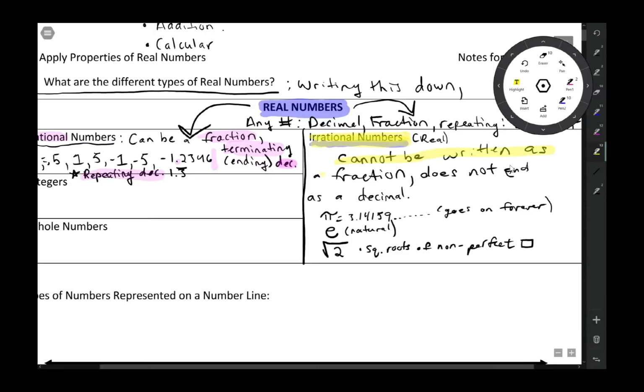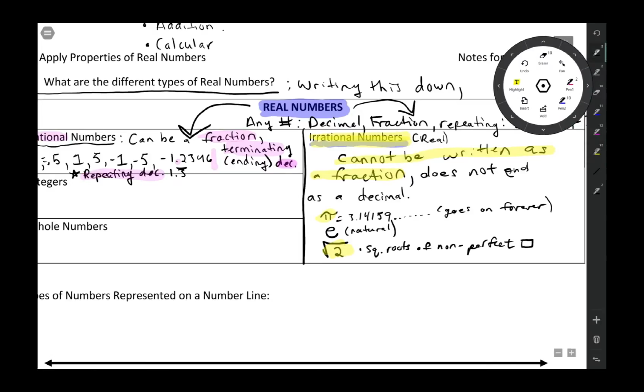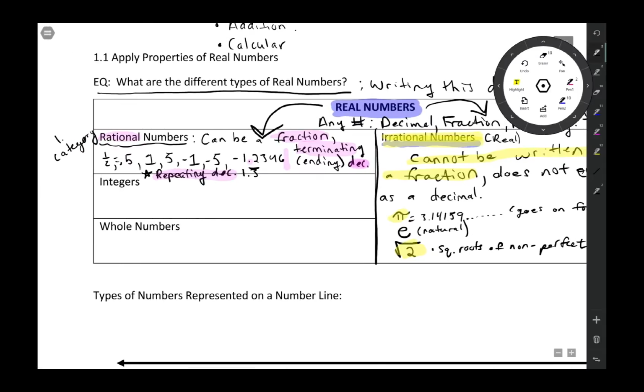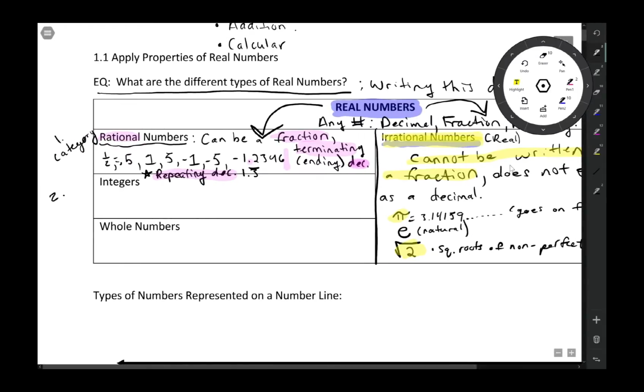Not be written as a fraction. Pi, fancy letters, and mainly square roots of non-perfect squares. Moving on. From rational numbers, we go to category 2.